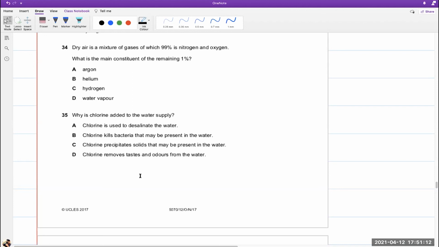Why is chlorine added to water supply? क्यों यूज करते हैं? Chlorine when dissolved in water makes acid. That acid damages bacteria, kills them. So B is the one.